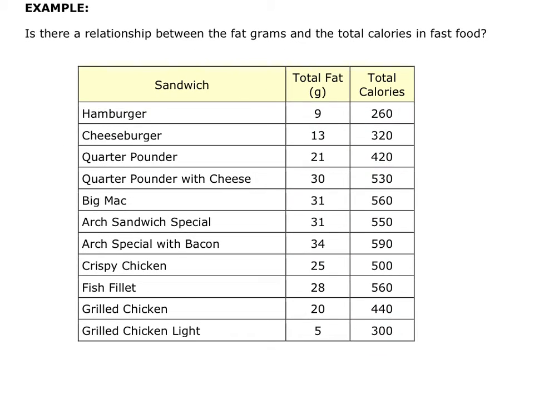So suppose we have this information, and for a hamburger from this particular fast food, there are 9 grams of fat and 260 calories. So this shows you that a grilled chicken light sandwich is 5 grams of fat and 300 calories. We want to know whether or not there is a relationship between the fat grams and the total calories. We are not, however, trying to say that one causes the other. We're just seeing if there's some sort of relationship between the two.